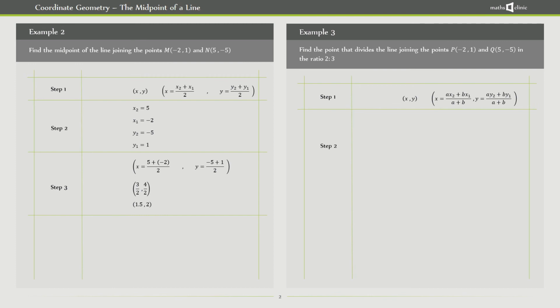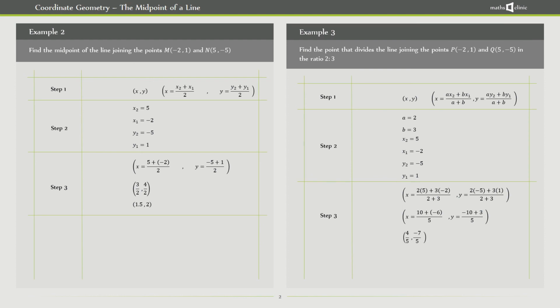Then we identify our parameters, and we'll have that a, the first ratio, is 2, and b is 3, and then we'll have that x2 is 5, our x1 is minus 2, our y2 is minus 5, and our y1 is 1. And then all we have to do is put all of that into our formula. So we have 2 times 5 plus 3 times minus 2 all over 2 plus 3. And then we have y equals 2 times minus 5 plus 3 times 1 divided by 2 plus 3.